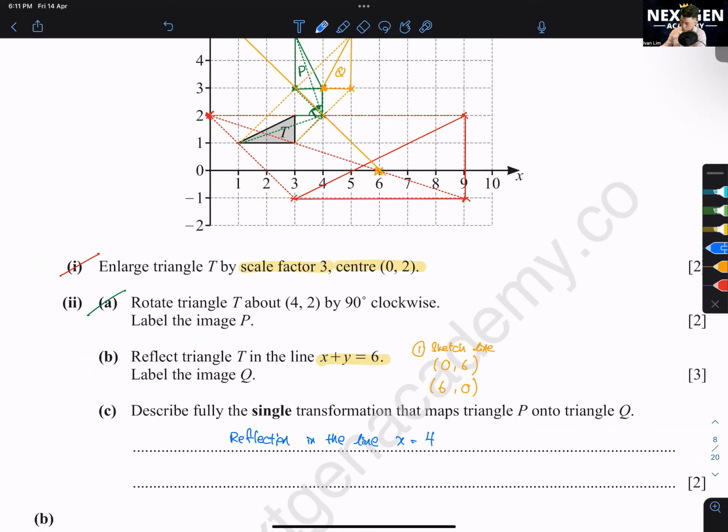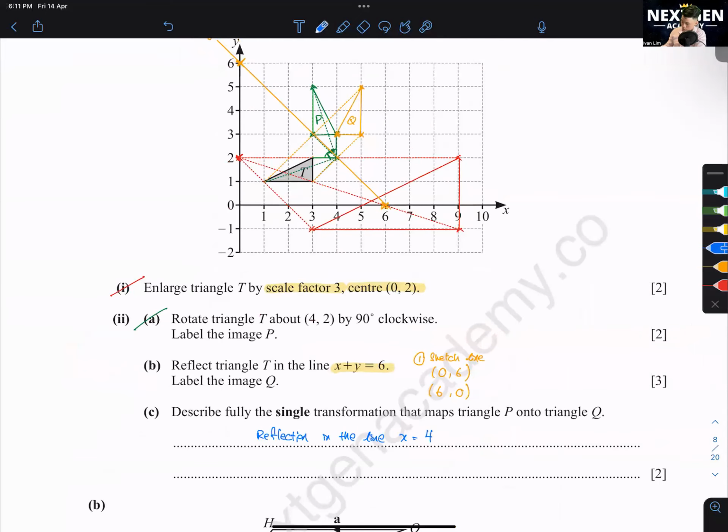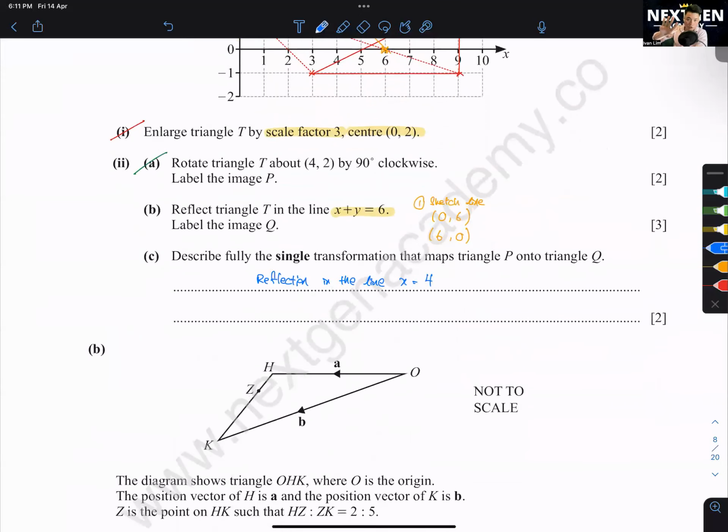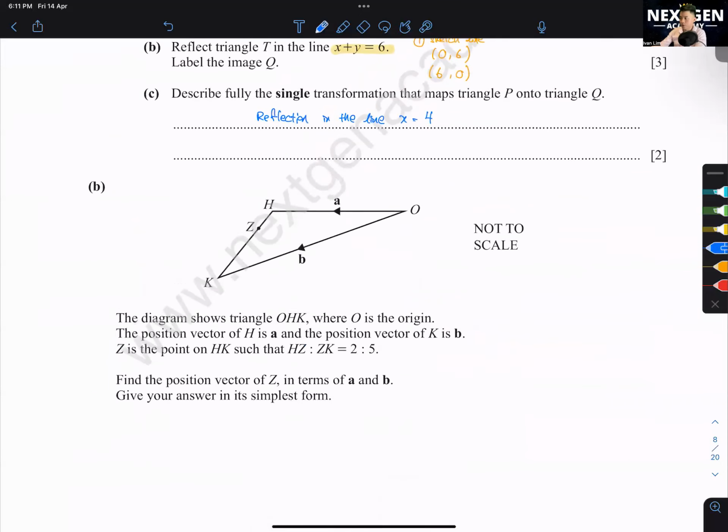So this transformation question, you see here, 2, 2, 2, 6, 7, 8, 9 marks already. Every Paper 4 also got one question on this.